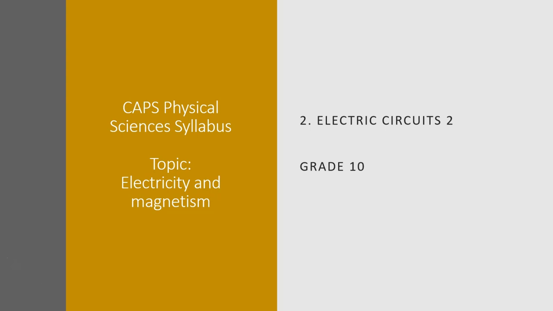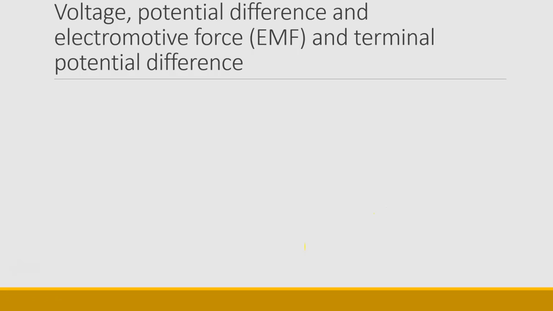Welcome back, grade 10s. In today's lesson, we are going to continue with electric circuits, and in this lesson, we are going to learn about voltage. Now, in the last lesson, we ended off by discussing current, and we learned that current is the rate of the flow of charge. And what that means is how fast are the electrons running through the circuit.